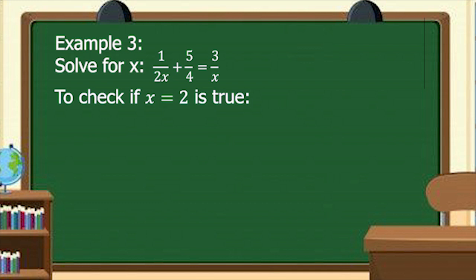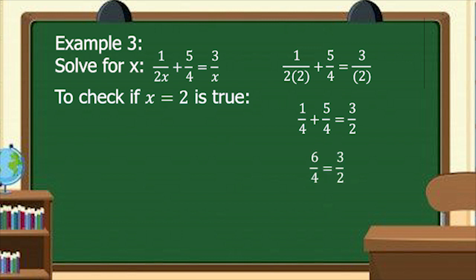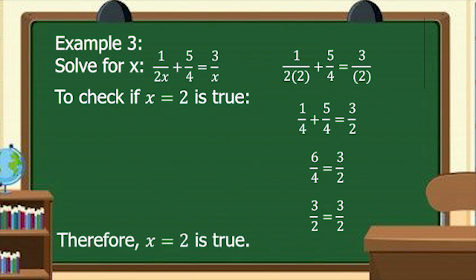We have 1 over 2 times 2 plus 5 over 4 equals 3 over 2. Simplifying it, we have 1 over 2 times 2, which is 1 over 4, plus 5 over 4 equals 3 over 2. 1 over 4 plus 5 over 4 is 6 over 4. And 6 over 4 can be simplified in lowest terms as 3 halves. Therefore, we can say that x equals 2 is the correct solution for the rational equation.